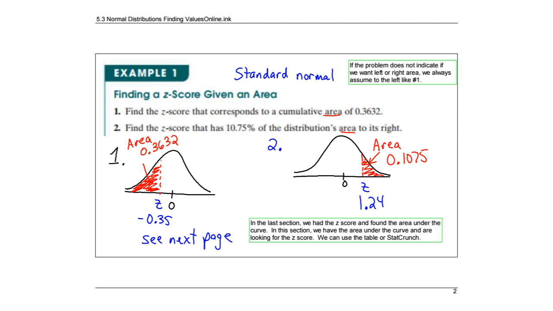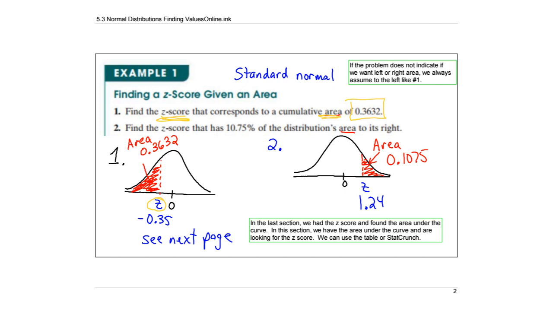All right, so we're going to be doing kind of the same thing in StatCrunch. We're going to use the normal calculator, but this time the problem is going to give us the area, and we need to find the z-score. So on this first one, it says find the z-score. So remember, that is the number on the number line that corresponds to the cumulative area of 0.3632.